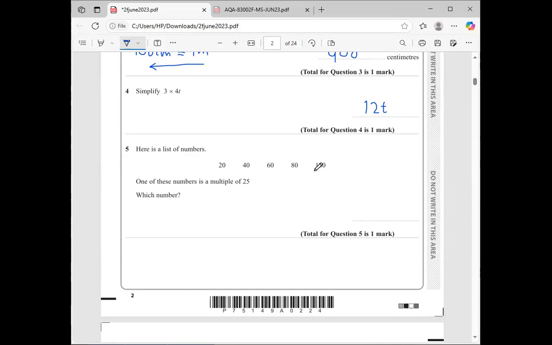Now let me just tell you something. If you are stuck in the exam, you don't know what to do, and you have your calculator with you, what I will advise you to do is to divide each of these numbers by 25.